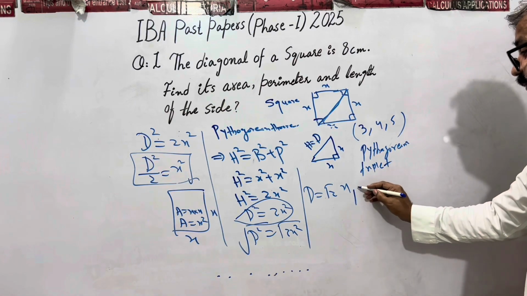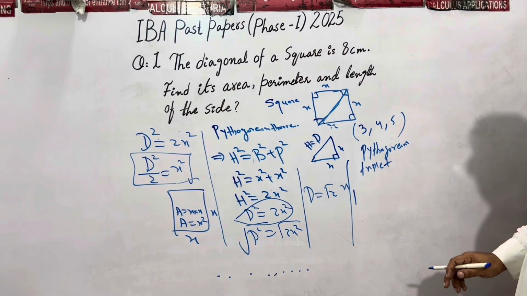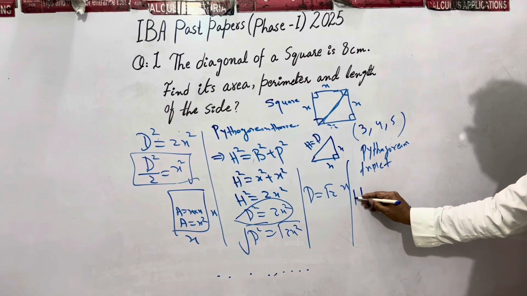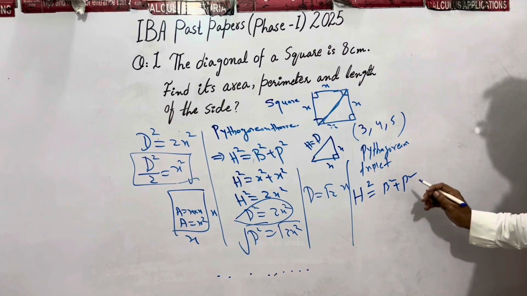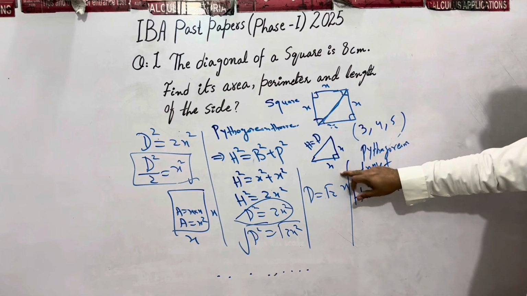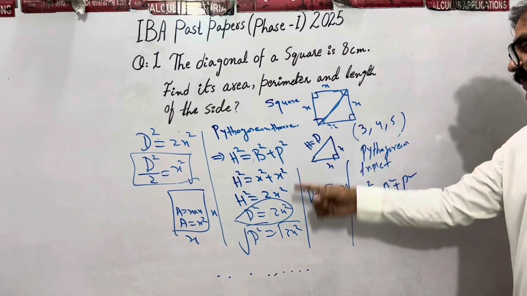You have to just simply check whether it satisfies the Pythagoras theorem. H square is equal to base square plus perpendicular square. Look here, there is no figure. From the figure, opposite to 90 is the hypotenuse.